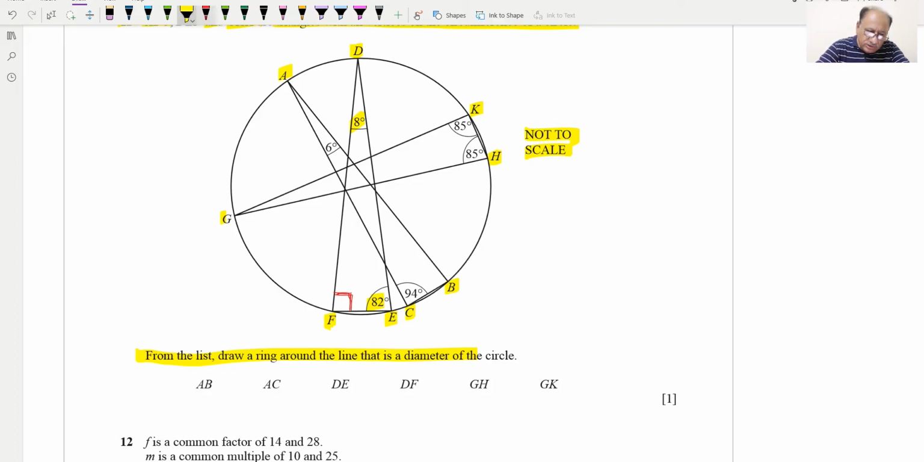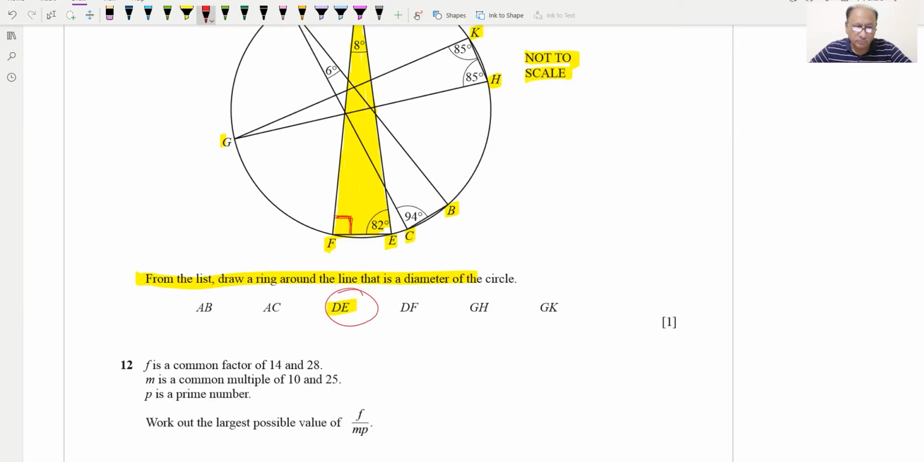If I shade this triangle, which is basically DFC, this triangle is a right angle triangle. So it's a triangle in a semicircle. Now they are asking for the diameter line, and the diameter line will be DE. So we can put a circle around DE, and this is our final answer for 1 mark.